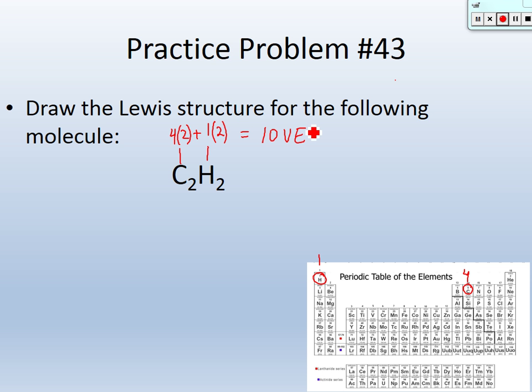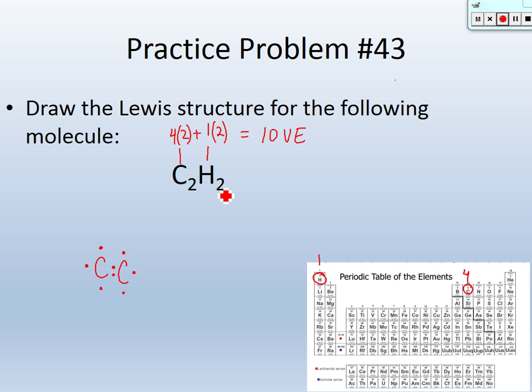Okay, now we got to decide which one's going to be our central atom or which one's going to go in the middle. Carbon always goes in the middle. So I'm going to draw carbon with its dot structure here. 1, 2, 3, 4. Now to make it symmetrical, I'm going to put another carbon directly to the side of it, and it's got 4 valence electrons. So let's bring them in. 1, 2, 3, 4.